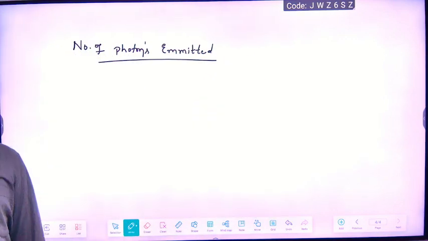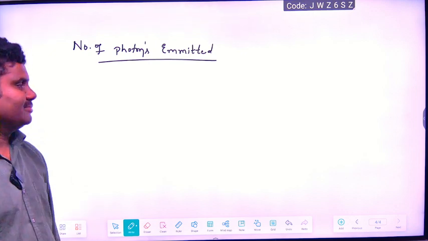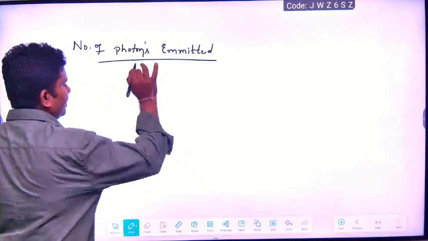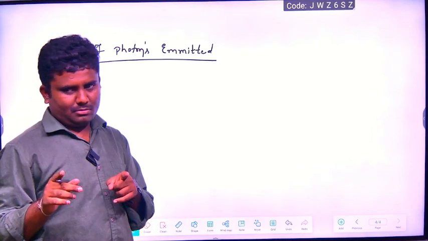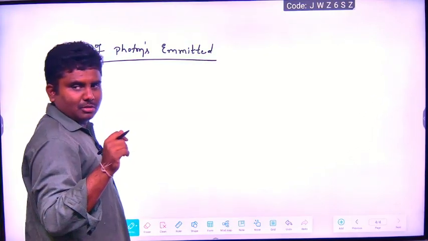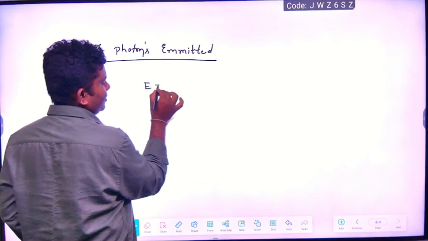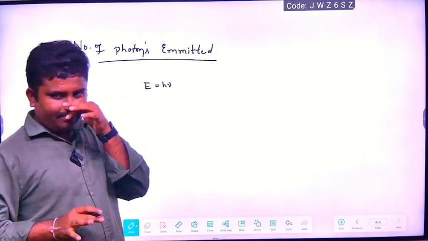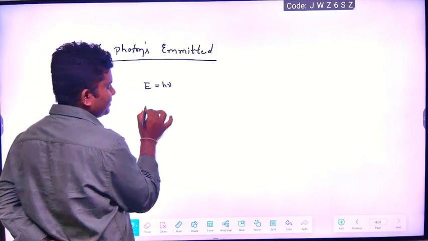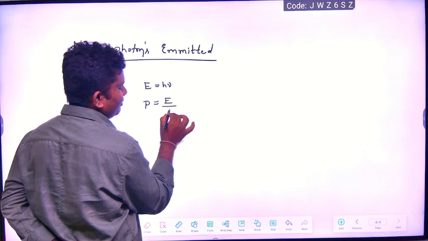What's the number of photons emitted? See, what is the energy of each photon? What is the energy of each photon? E, right? E is equal to h times nu. Correct? Now, what does power mean? Power means energy divided by time.